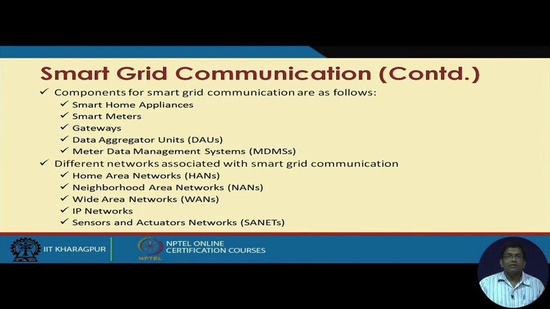As you can see, each of these components can form different nodes of the traditional networks that we are familiar with, as we discussed in a previous lecture. So, different networks are associated with smart grid communication. In the case of smart grid, we have different terminologies like neighborhood area network, wide area network, IP network and sensor and actuator networks. So, we have different types of networks.